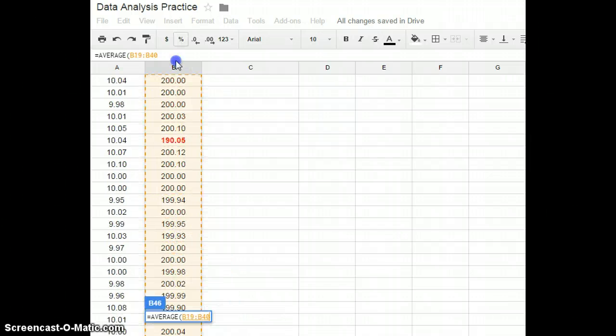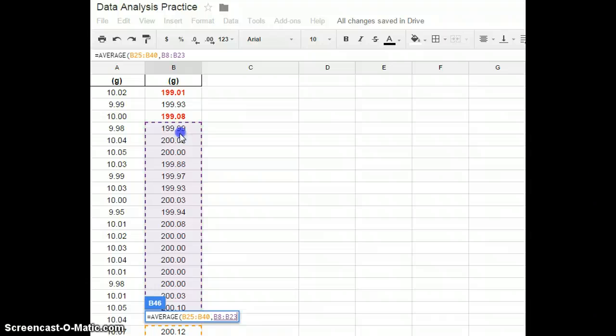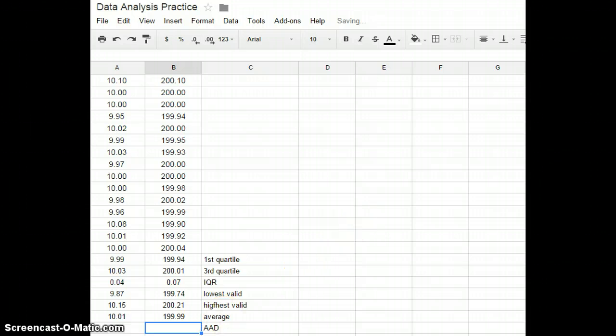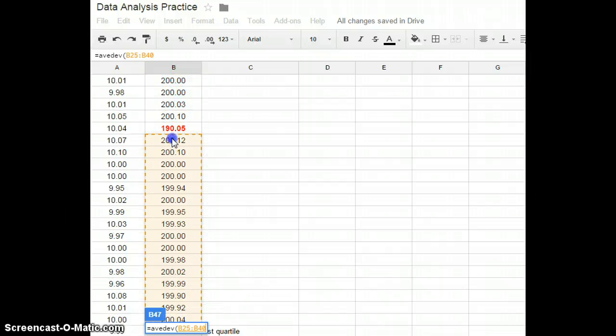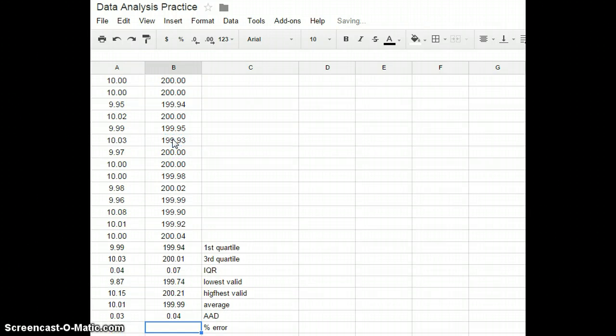So we can click and drag, but then we need to skip over the outliers. The way to do that is to hold the control key down. You got to keep the control key down. And then same thing for calculating AAD. We need to do the avdev, highlight the data, hold the control key down to skip the outliers. And there's the absolute average deviation.